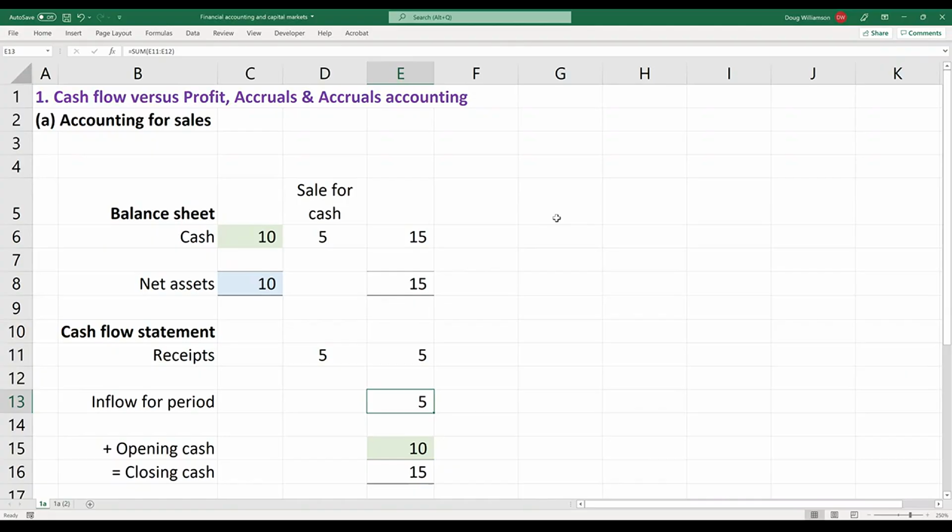The month, or the year, or the quarter, the week. The opening balance at the beginning of that period was 10. So the closing cash balance, which is the amount in the second balance sheet, the balance sheet at the end of the period, in this case it's 15. So the cash flow statement explains the movement in cash between one balance sheet date and the next. So there's a balance sheet and cash flow statement.